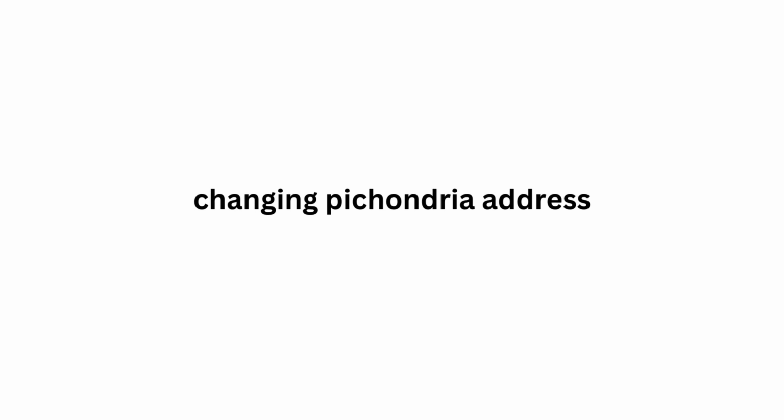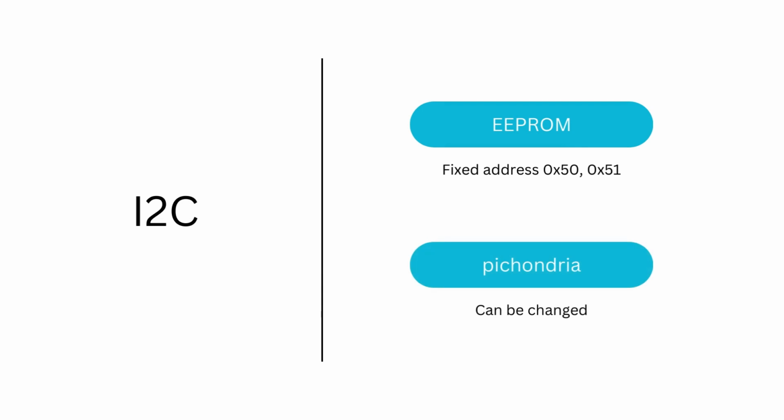Let's learn how to change the I2C address of Pichondria. The Pichondria board uses 3 I2C addresses, 2 for the EEPROM, which are fixed, and 1 for the Pichondria device, which can be changed programmatically. Let's check how to change the address of the Pichondria device using the Python library for Pichondria.